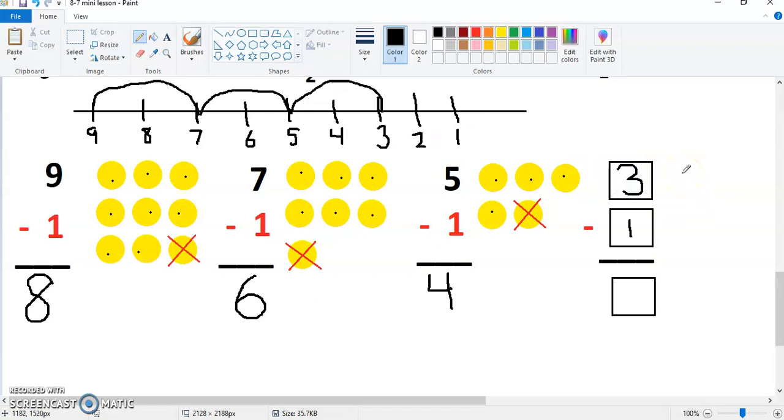Now, let's solve the problem. So 3, take away 1, because that's our pattern, equals how many left over? 2. Oh my goodness, friends, I see another pattern. I see counting by 2s. 2, 4, 6, 8. Fantastic.